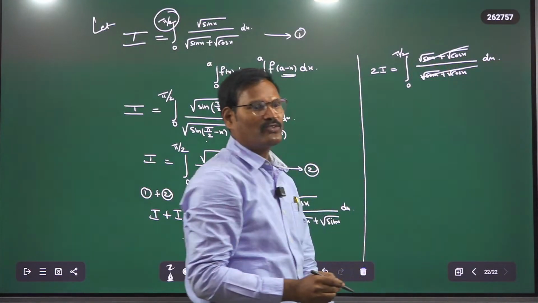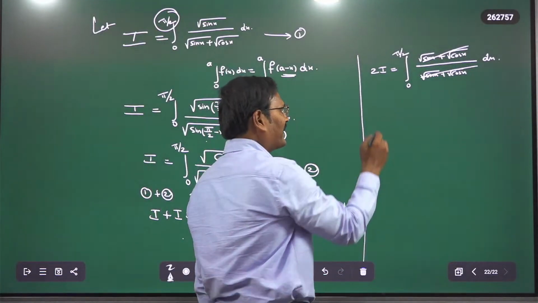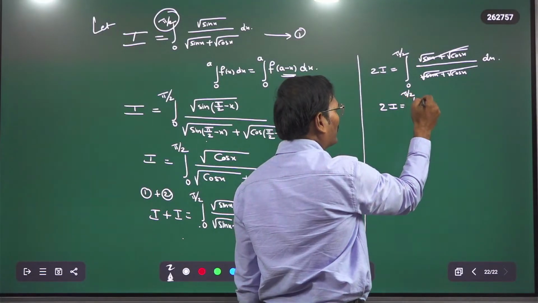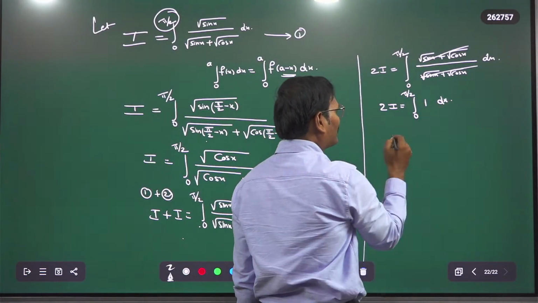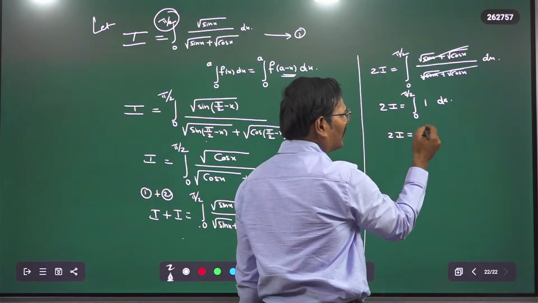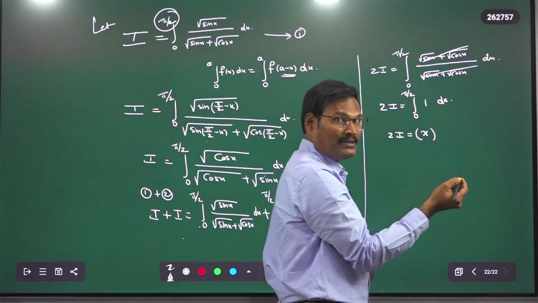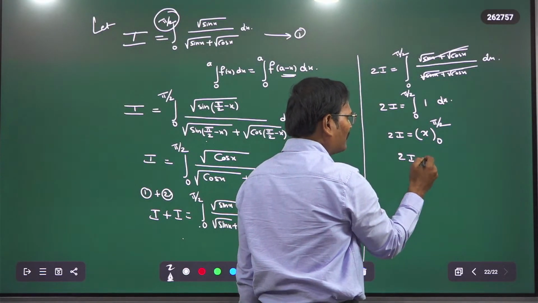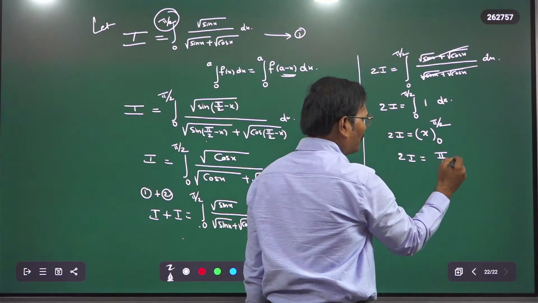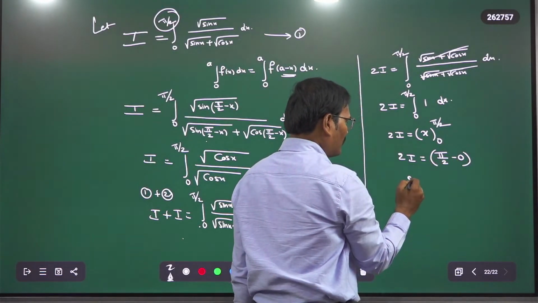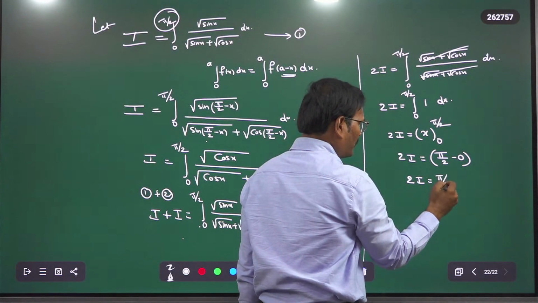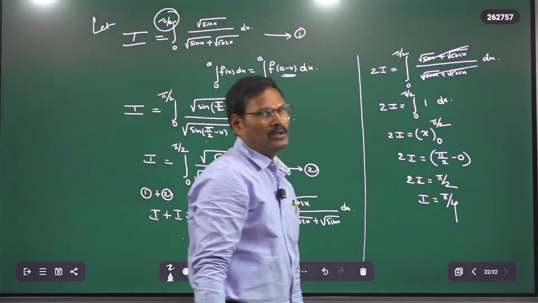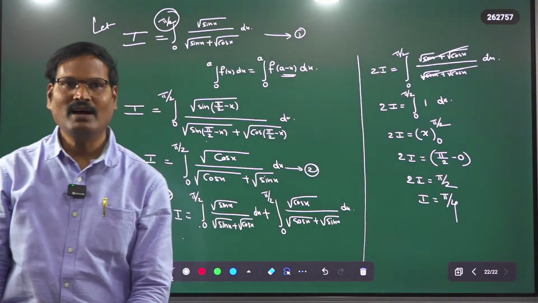So root sin x plus root cos x, root sin x plus root cos x get cancelled. So 2I is equal to integral 0 to pi by 2 of 1 dx. So 2I is equal to x. Integral 1 means x only, no? 0 to pi by 2. So 2I is equal to pi by 2 minus 0. So 2I is equal to pi by 2. I is equal to pi by 2 into 2, so pi by 4. So pi by 4 is the answer.